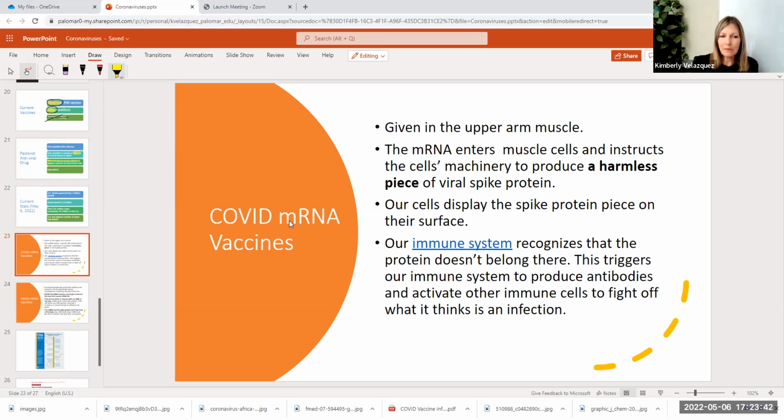I know I've talked about these mRNA vaccines before, but I just want to emphasize again what happens. It goes into the muscle cells of the arm, and it's a piece of RNA that codes for the spike protein. We start making those spike proteins, and now our cells present those on the surface of the cell as being something foreign, and we produce antibodies in response to that. If you're not sure how that works, you should watch the lecture on the immune system to see how we produce antibodies in response to a foreign particle.